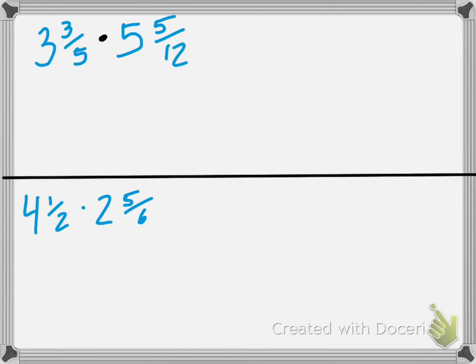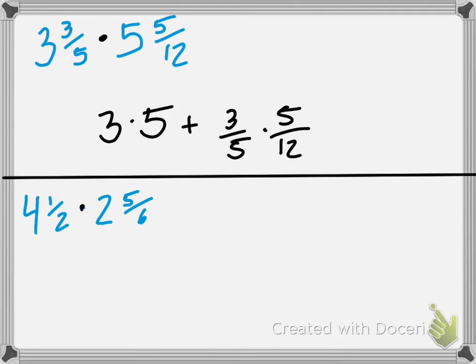Let's look at these ones. Now I've got 3 3/5 times 5 5/12. And then I also have 4 1/2 times 2 5/6. So I'm just going to multiply it like this, right? 3 times 5, and I'm going to add 3/5 times 5/12, right? That's totally legal. We can totally do that.